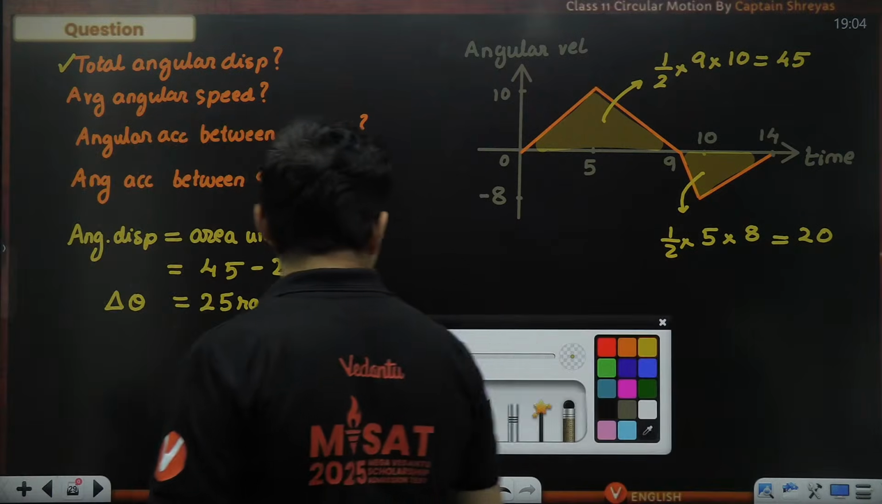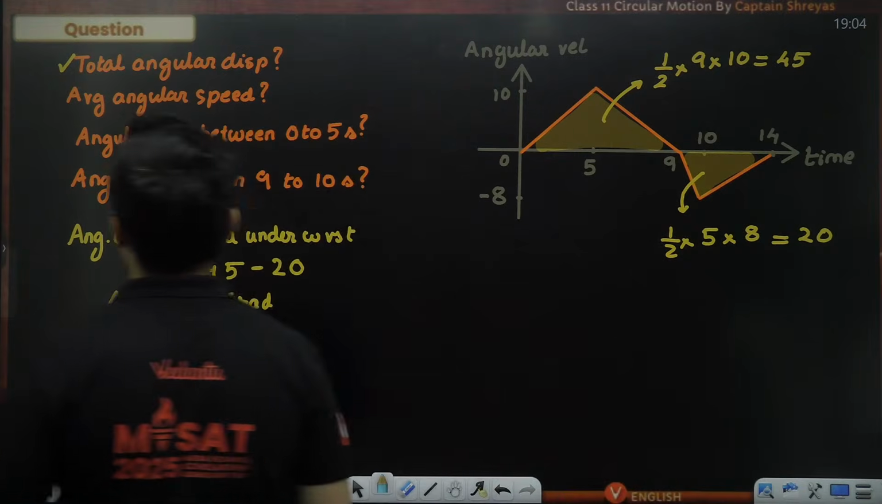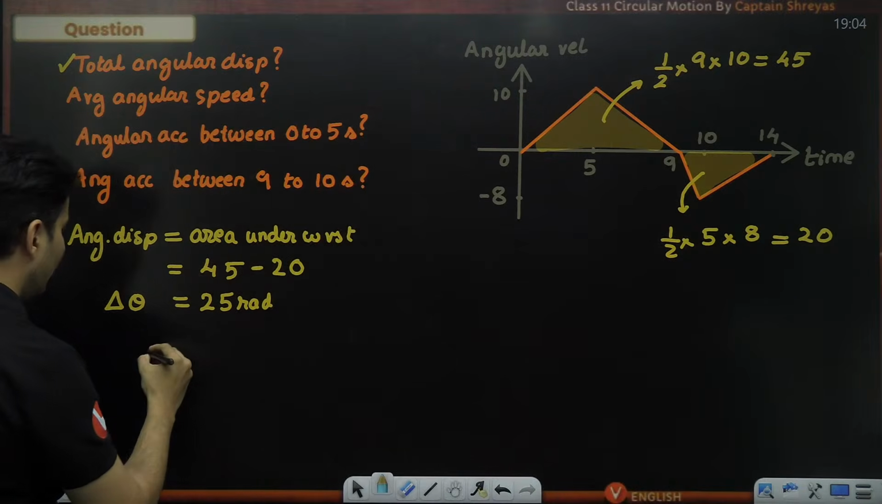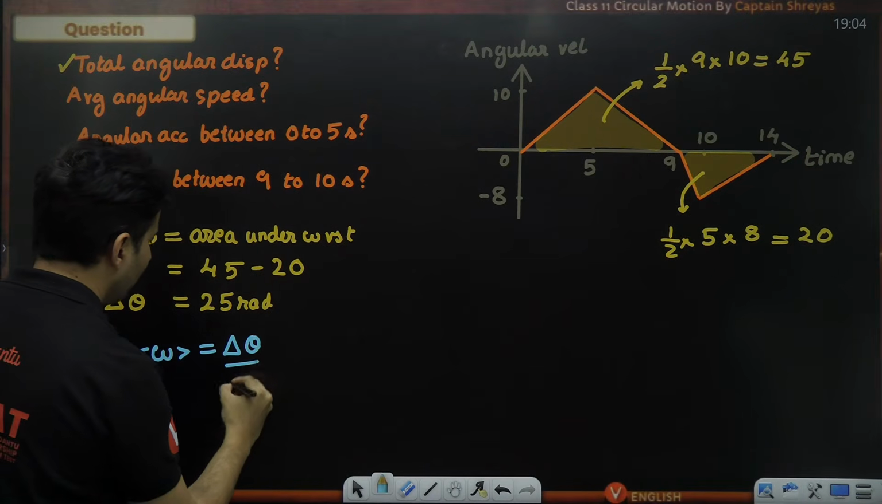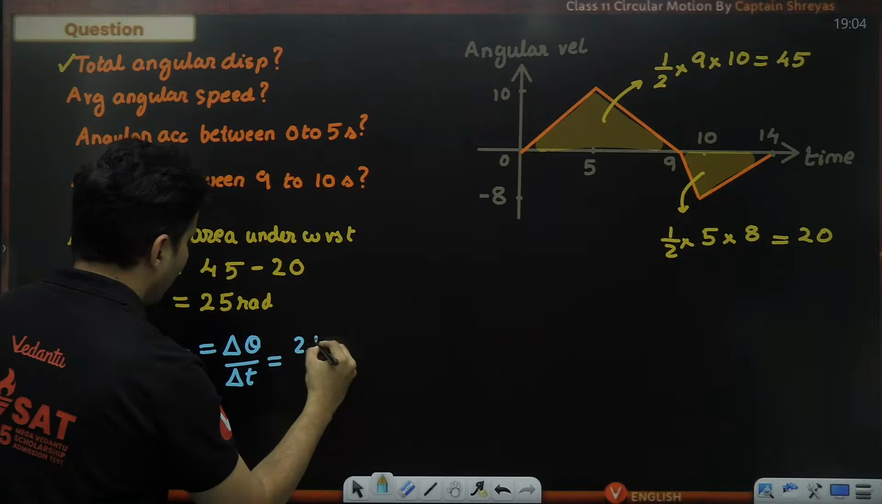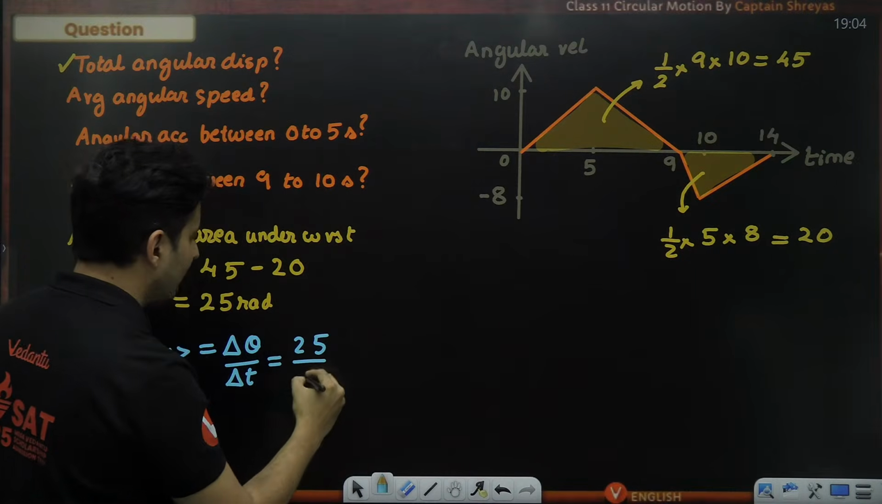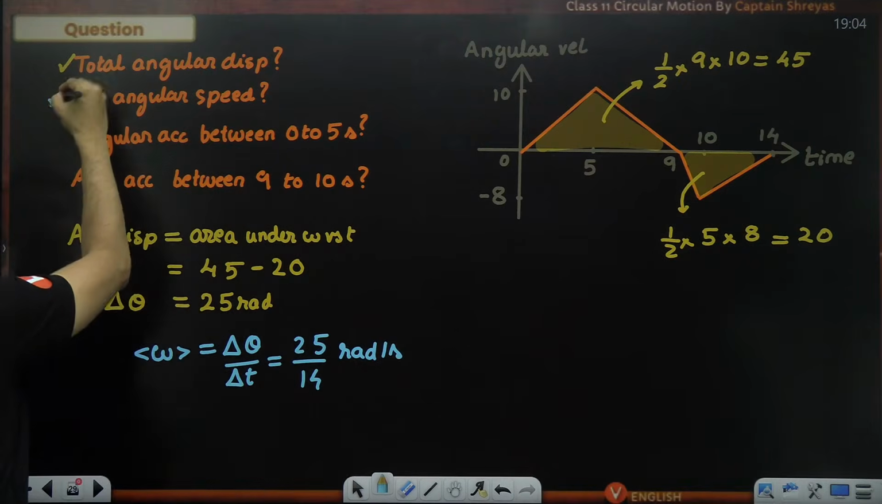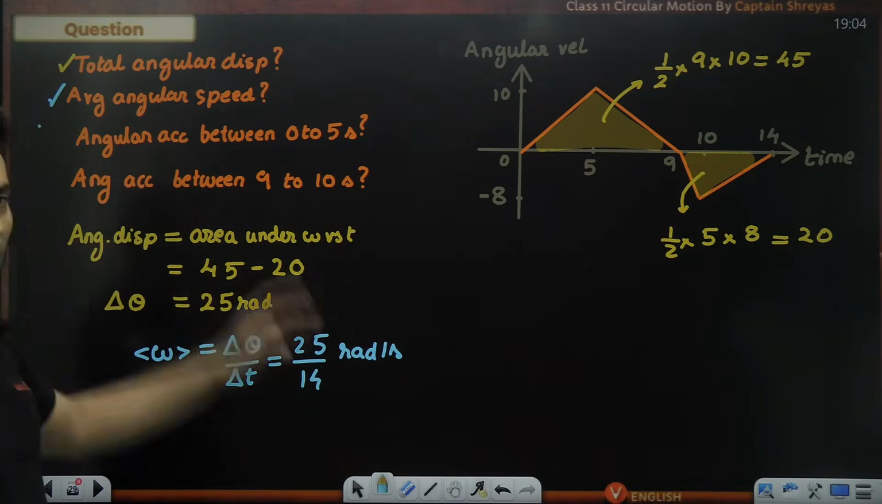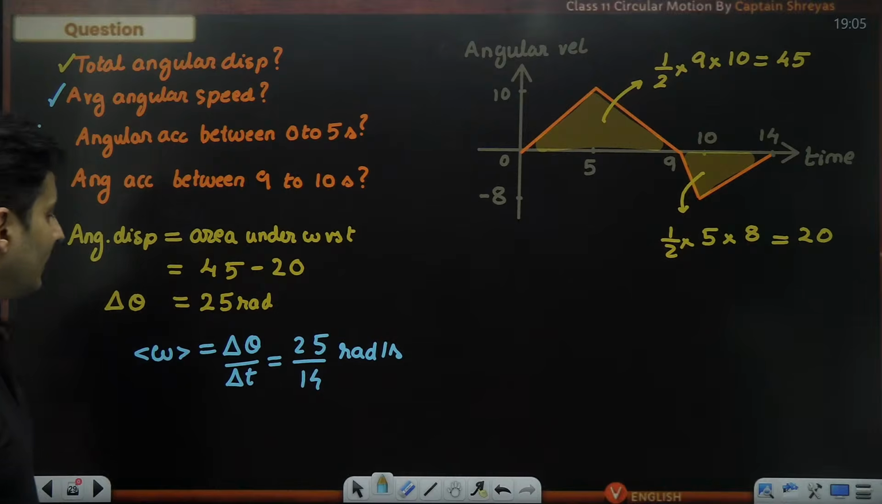Okay. Next is angular velocity. That is also straightforward. Average angular velocity is nothing but how much angle you have covered upon the time taken. Angle covered is 25. Time taken is that entire time. So 25 by 4 radian per second. That part is also done.